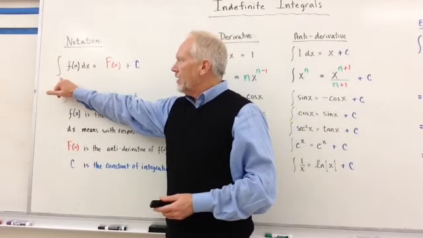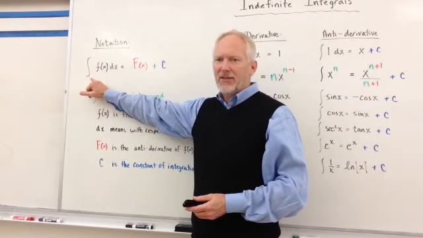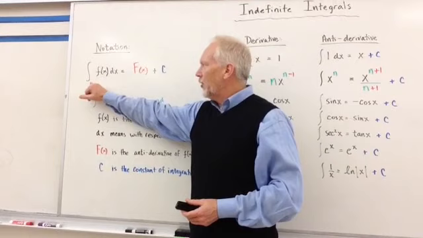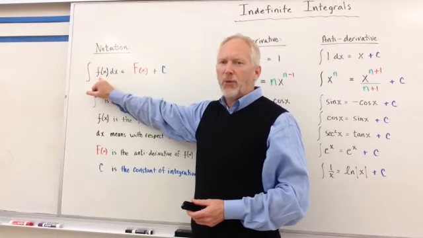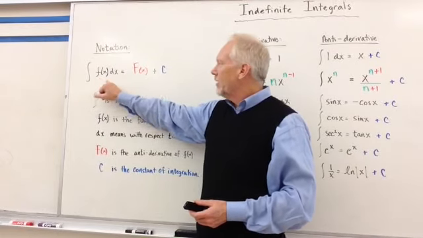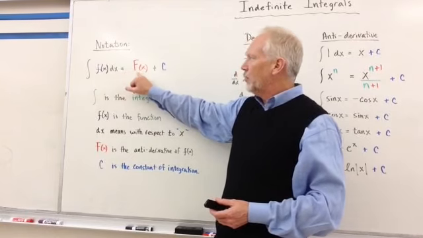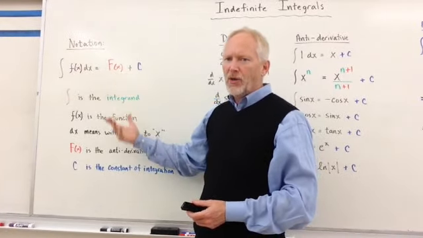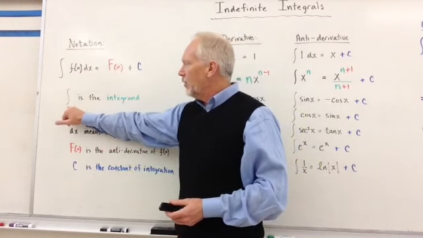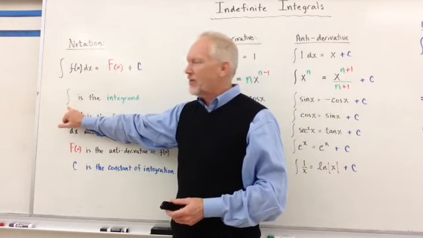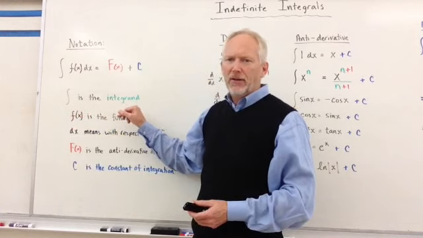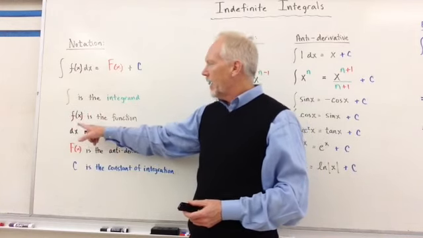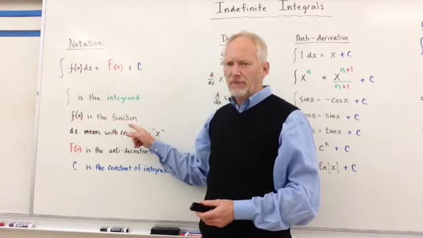So we have this symbol here, looks like an S. It is the integral of, or the antiderivative of f of x dx is equal to capital F of x plus c. Now, what do each of those mean? Well, this symbol here, it looks like an S, is the integrand. F of x is the function.